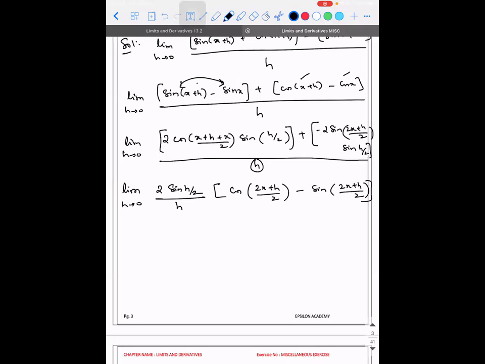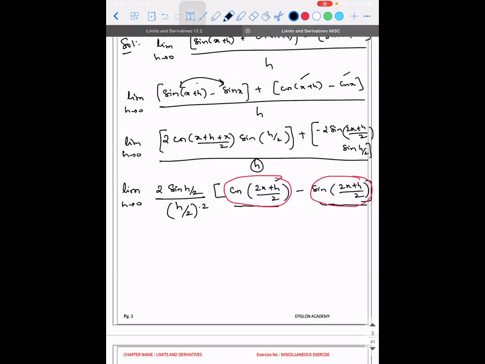Yes, sir. So when you substitute the limit, this doesn't have a problem, and here also there is no issue, because when you substitute h tends to 0, what are you left with in this one? Cos x, sir. In this one, what are you left with? Sin x. So I have to handle this. Sin h by 2 is there. What should be in the denominator then? H by 2.